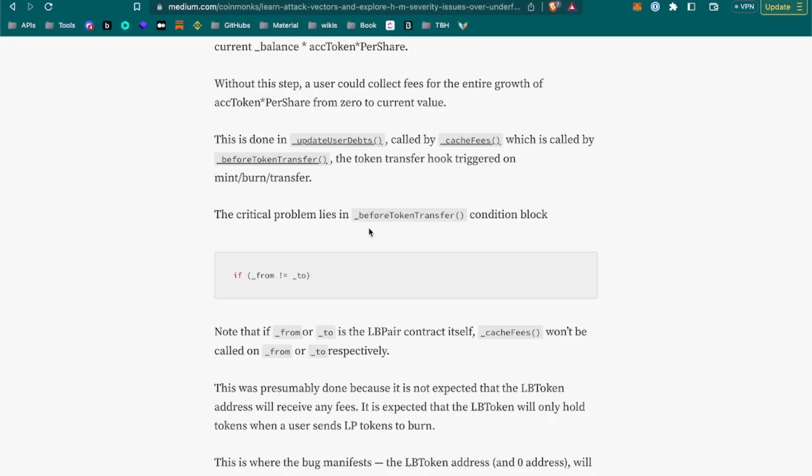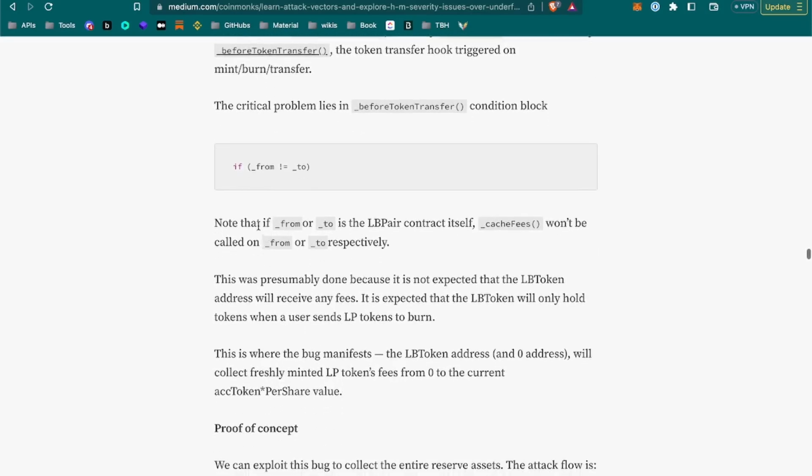The critical problem lies in the condition specified here: from is not equal to those two addresses. Note that if from or to is the LB pair contract itself, cache fees won't be called on from or to respectively. This was presumably done because it is not expected that the LB pair address will receive any fees. It is expected that the LB pair will only hold tokens when a user sends LP tokens to burn. This is where the bug manifests.